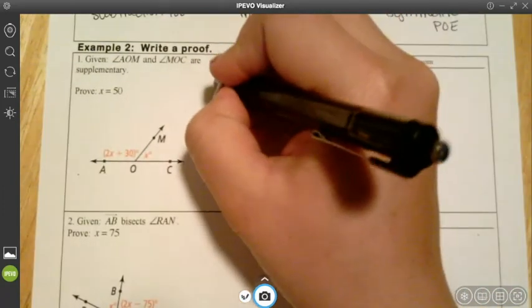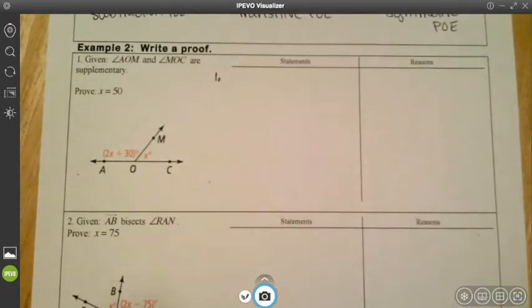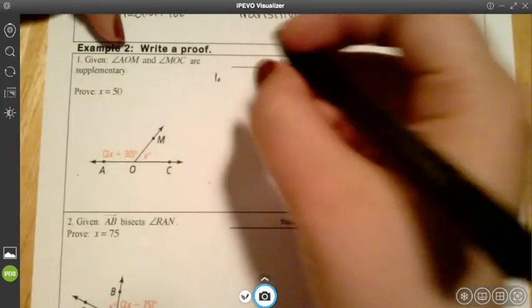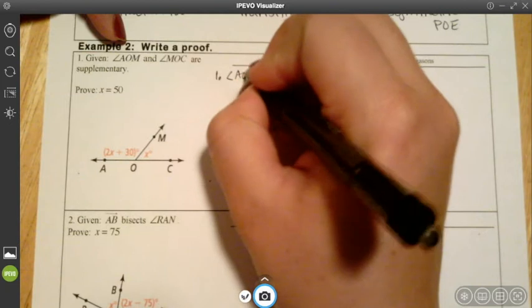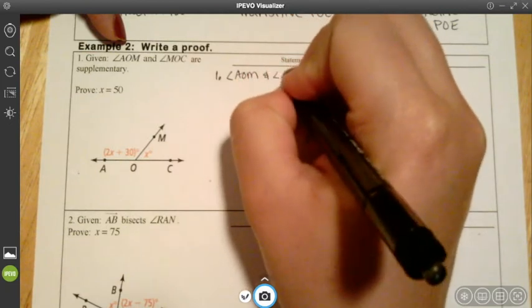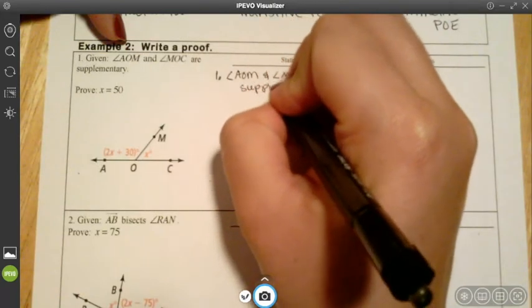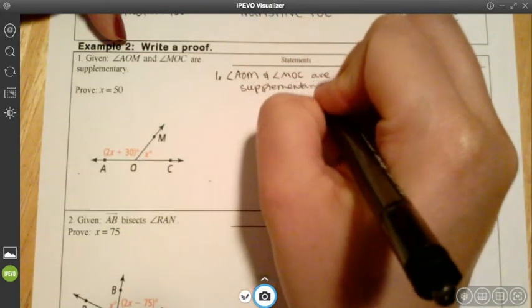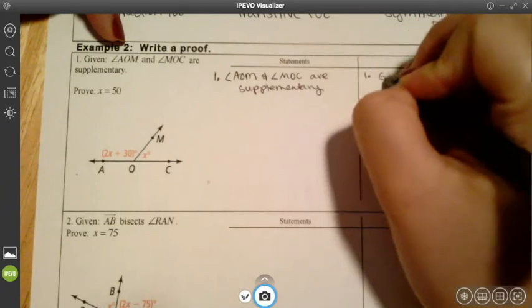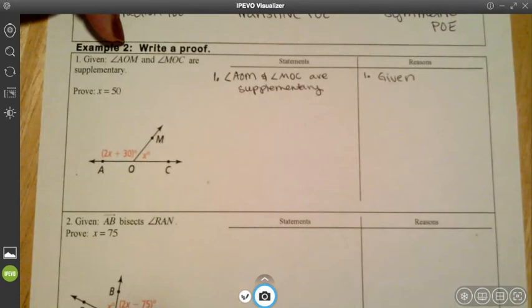So we're going to start out our first statement, and the first statement should be what information you were given. So we are given that angle AOM and angle MOC are supplementary. And the reason is because that's the information we were given.